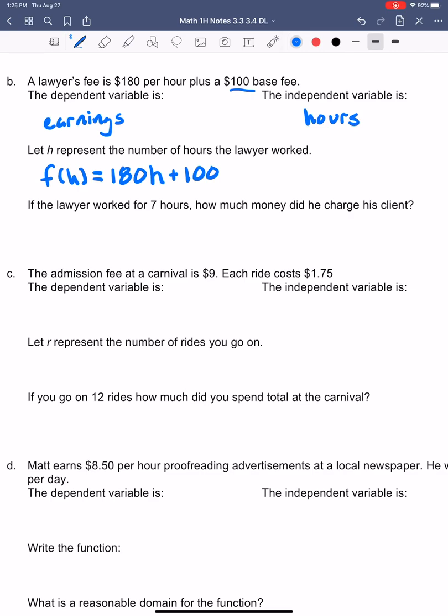It says if the lawyer worked for 7 hours, how much money did he charge to his client? So we're going to say F of 7. So we have 180 times 7 plus 100. Okay, so we can start to multiply those there. So let's see, that's going to be 1,260 plus 100 is going to give me $1,360.